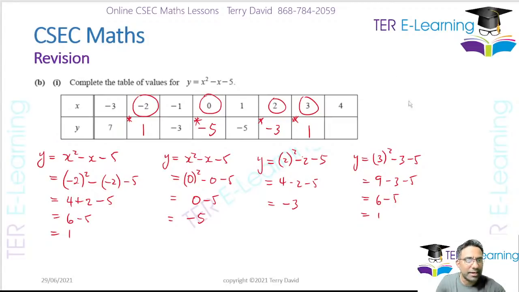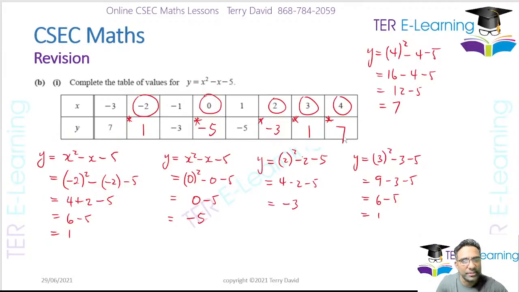Right? And the last value we need to work out, we need to substitute 4 into the equation. So this is going to be y is equal to 4 squared minus 4 minus 5. 4 4s are 16, minus 4, minus 5. 16 minus 4 is 12, minus 5, and you're going to get 7. So this here is going to be 7, right? So all I've done, I've substituted numbers into the table, right?